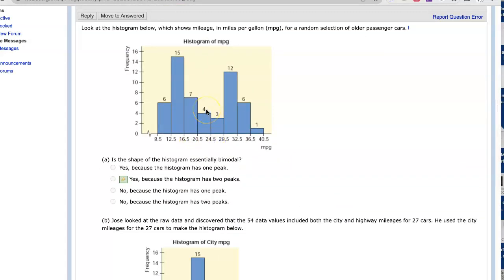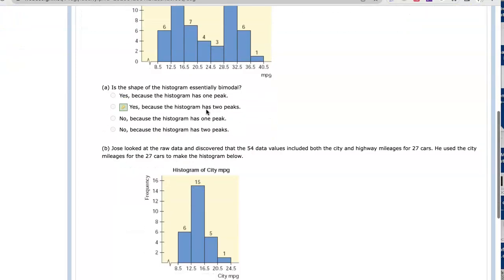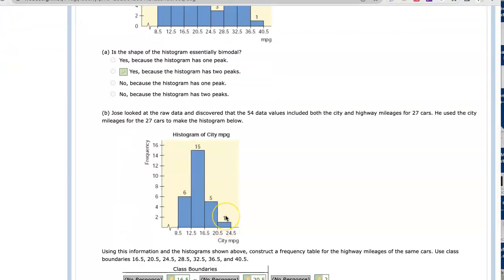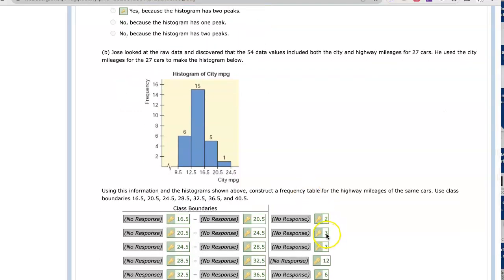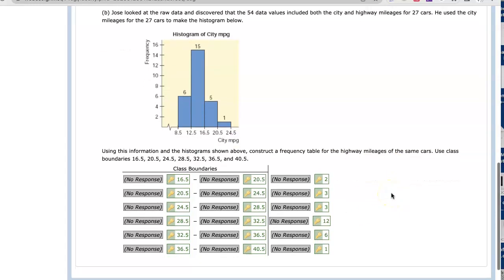20.5 to 24.5, there were 4 cars total. Subtract off the city, which is 1, so 4 minus 1 leaves you 3, is the number of cars for the highway mileages of those same cars.